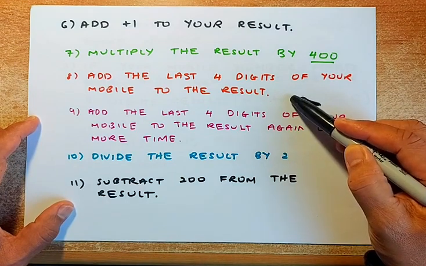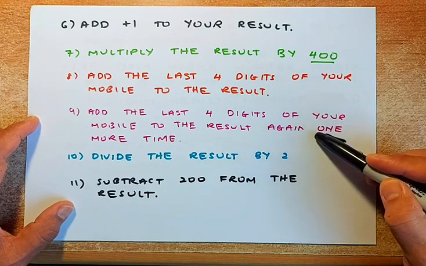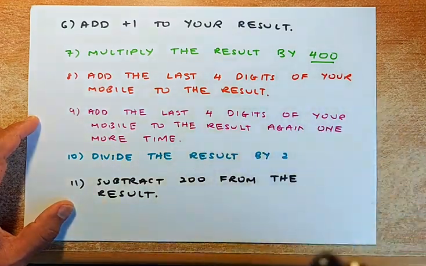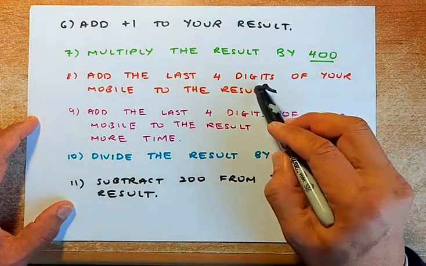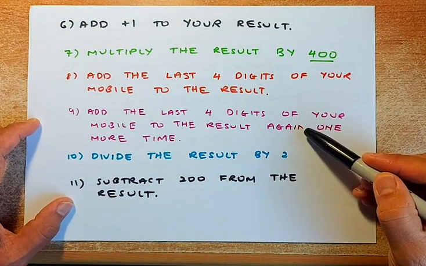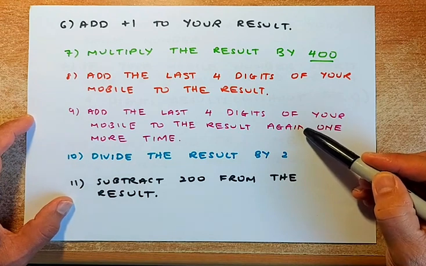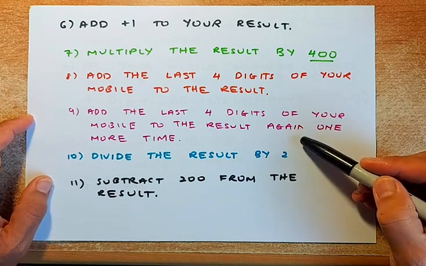Have you done that? Great. Now add the last 4 digits of your mobile again, one more time. So you have to add the last 4 digits twice. So far so good? Great. Last 2 steps, and then we will get your result.